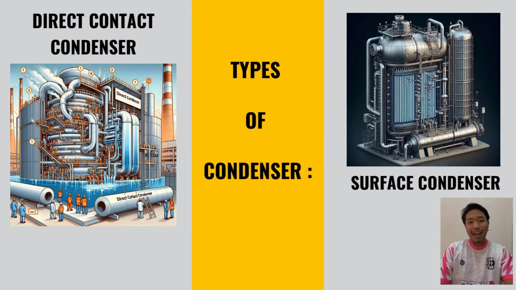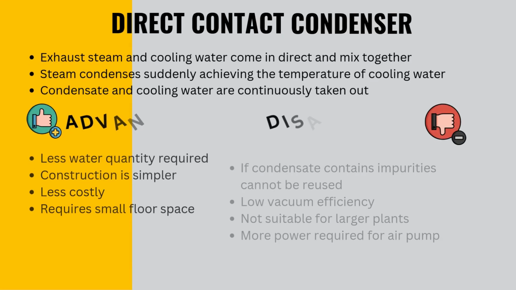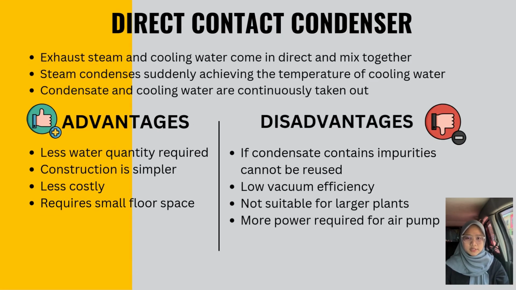Okay, now let's look at the two main types of condenser we'll be focusing on in this presentation. The first one is direct contact condenser. In this type, steam and cooling water are in direct contact with each other. The second one is surface condenser. In this type, the steam is cooled indirectly through a heat exchanger where the steam never comes into direct contact with the cooling water. Okay, I will continue for the first type, which is direct contact condenser.